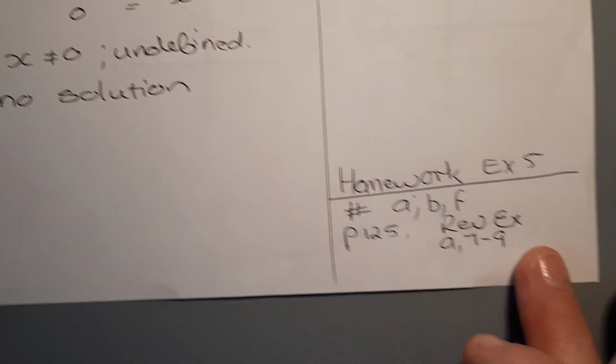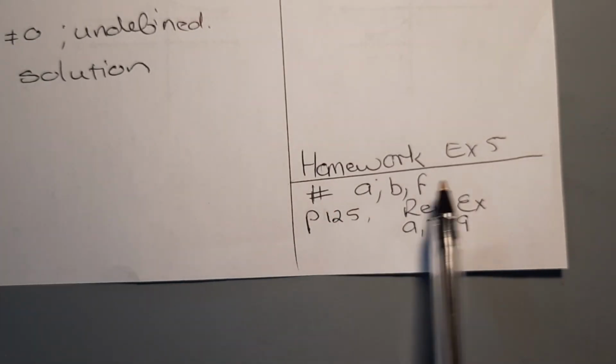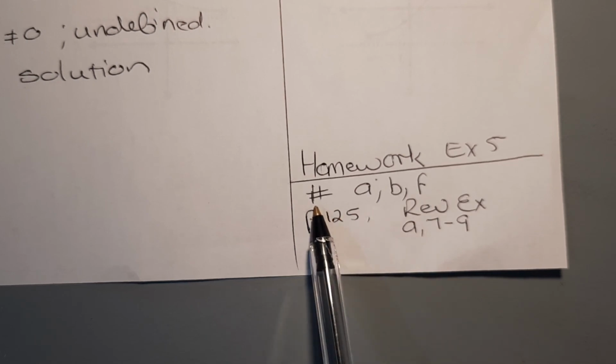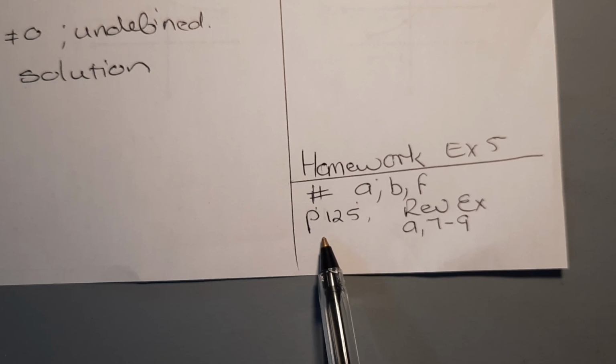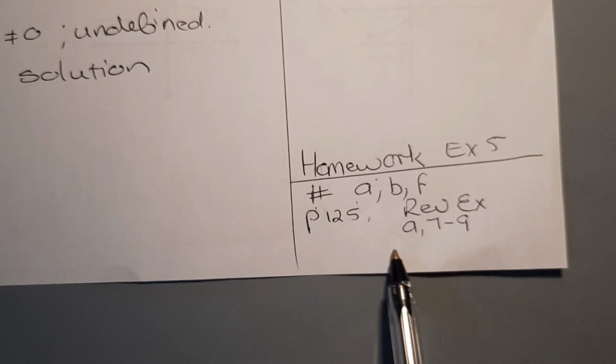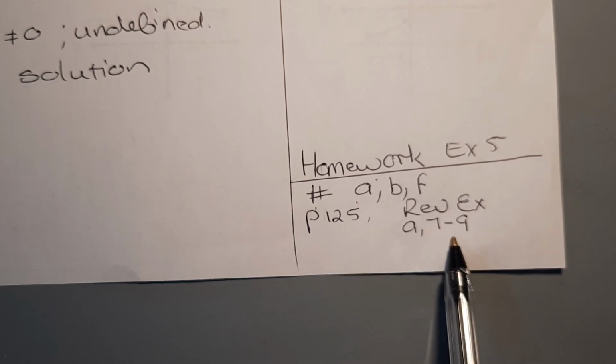You are now going to go to exercise 5, and you are going to try A, B, and F. And also on page 125, revision exercise A, 7, 8, and 9.